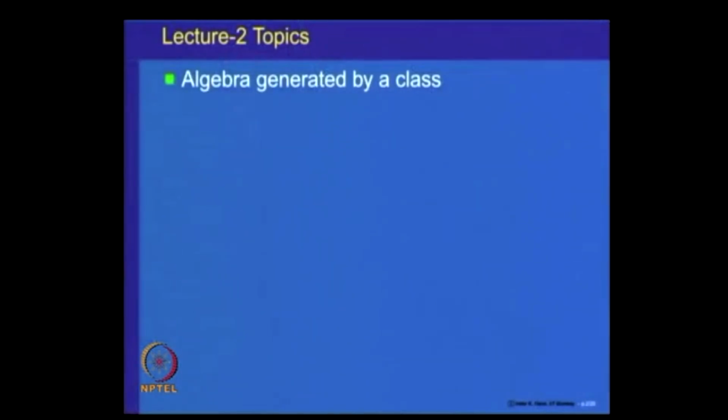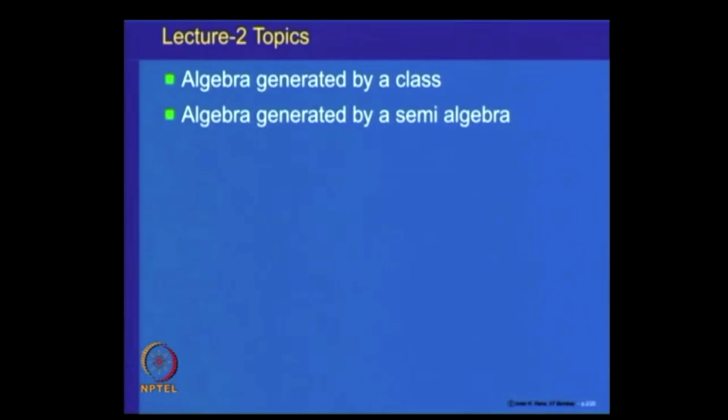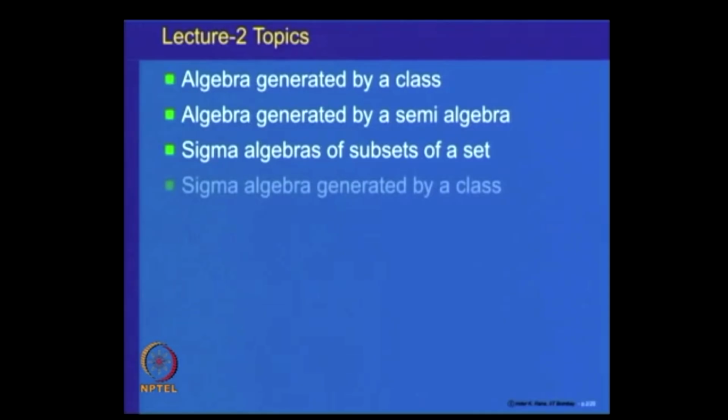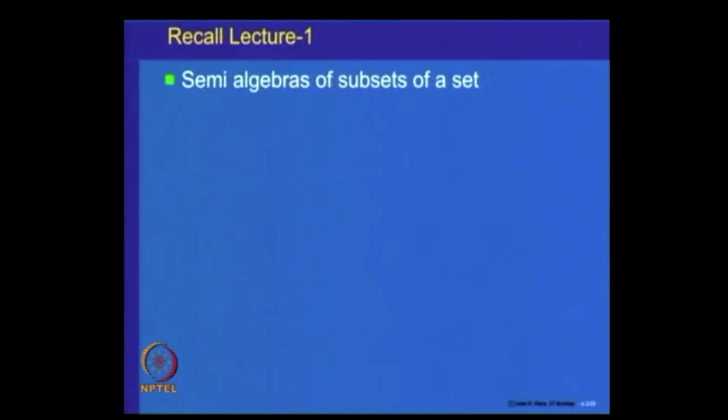Algebra generated by a class. Then we'll look at algebra generated by a semi-algebra. We'll also look at what is called the sigma algebra of subsets of X and sigma algebra generated by a class of subsets of a set X. Let us just recall what we called as the semi-algebra of subsets of a set X.